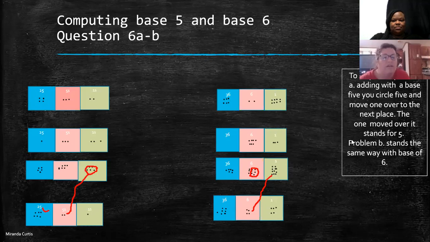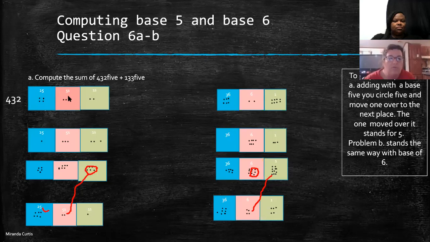So over here in our equation, it says compute the sum of 4,325 plus 1,335. Okay, so in our squares up here, we're going to do the same placements like we had in our charts a couple of slides ago. So we have 4, 3, 2. Right here in our 25th spots, we're going to put 4 dots. In our next square of 5s, we're going to put 3. And our next square is our 1s. It's going to be 2 dots.